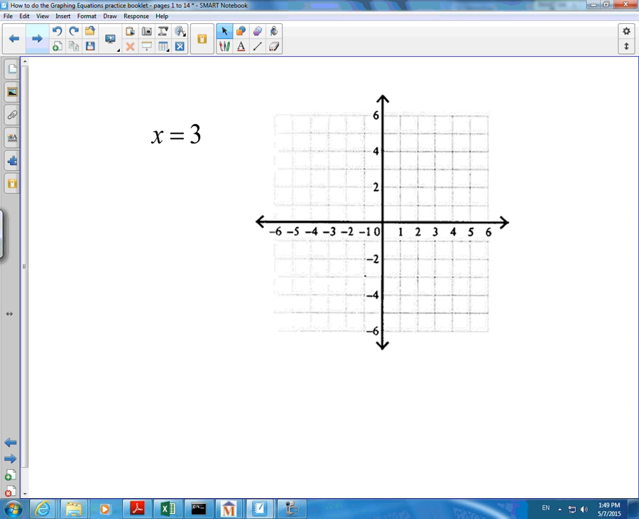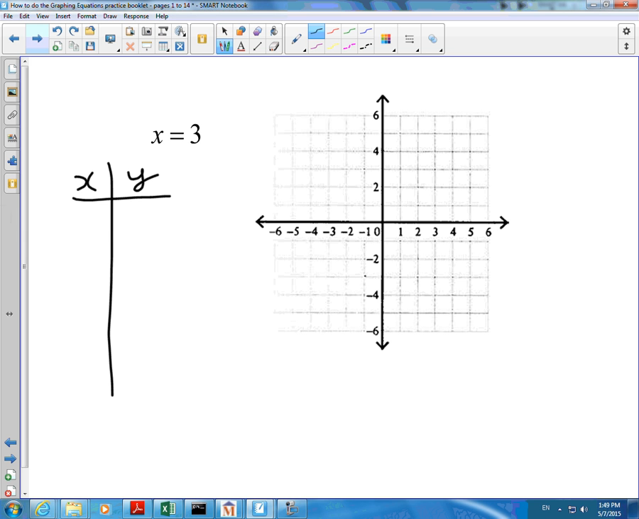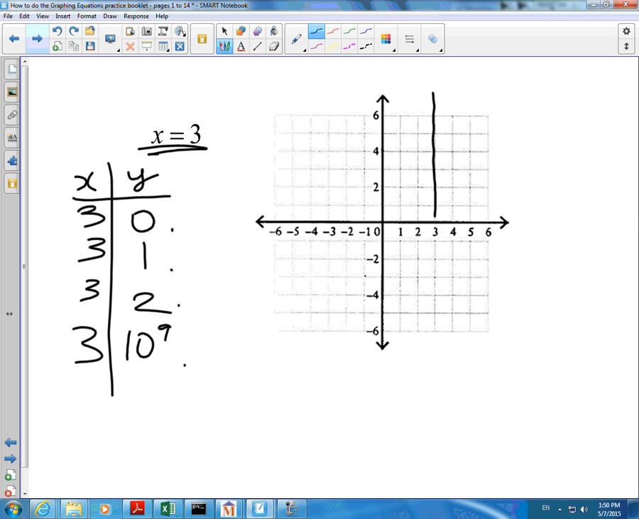What do I do with that? There's no y in it. So think about it. Let's make a table of values for this. What happens to x when y is 0? Well, x equals 3. What happens when y is 1? X still equals 3. What happens when y is 2? X equals 3. What happens if y was a billion? Well, there's no y in this equation to affect what x is. So if I graph all of these points, notice there's only one place on this graph where x is always 3, and it's along this vertical line.